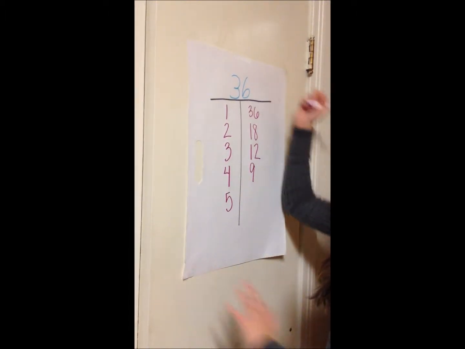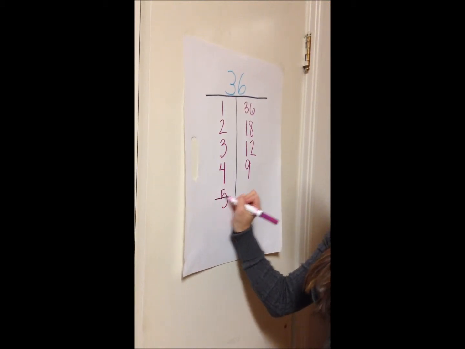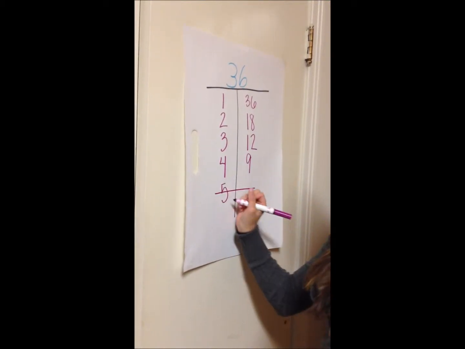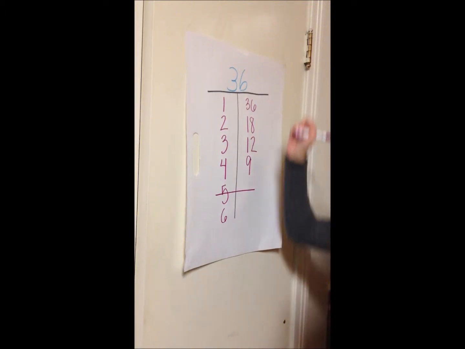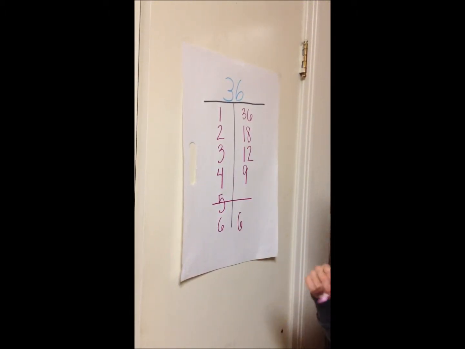Okay, 5 times what is 36? 5 times nothing is 36, so let's cross that one out. It doesn't work. Okay, so 6. 6 times what is 36? We know that's 6, so we're done with the T-chart model.